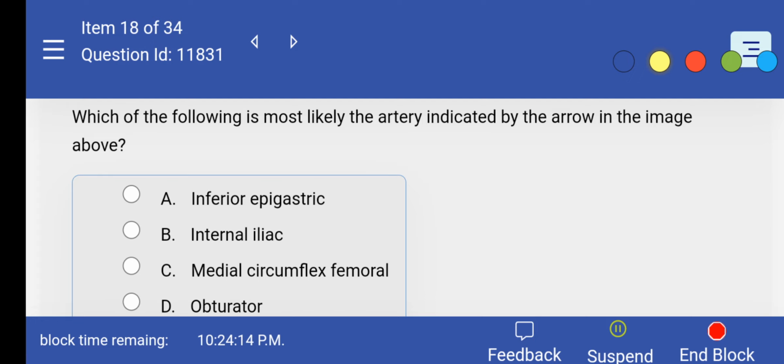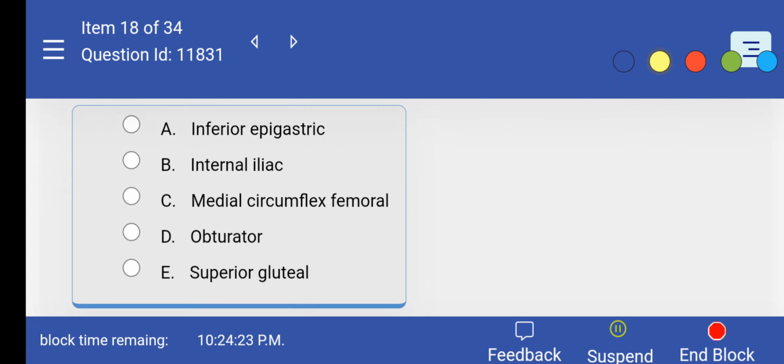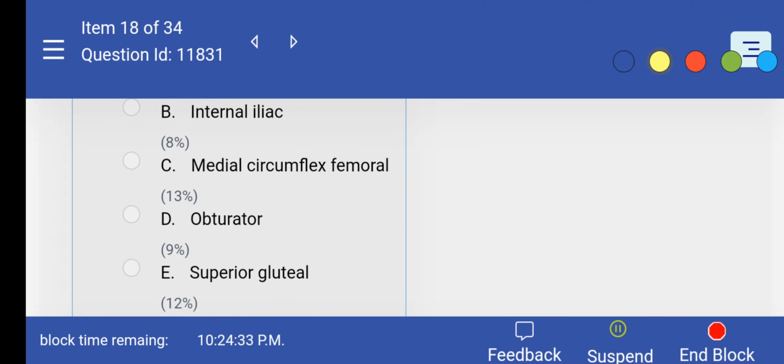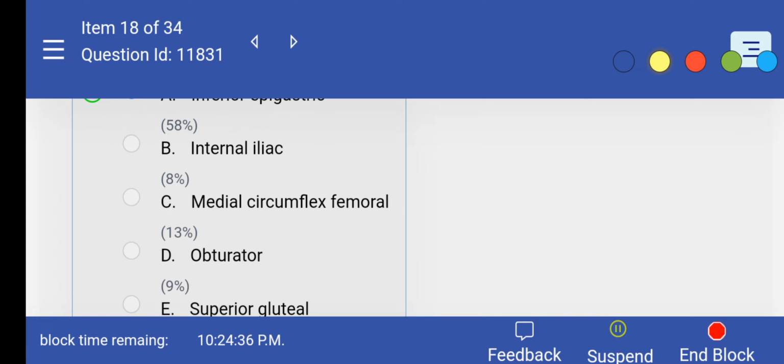So they're saying, which of the following is the most likely artery indicated by the arrow in the image above? Okay. So: inferior epigastric, internal iliac, medial circumflex femoral, obturator, and superior gluteal. Pause it and give the answer. So the correct answer for this question is inferior epigastric, right? Okay, let us see the explanation.